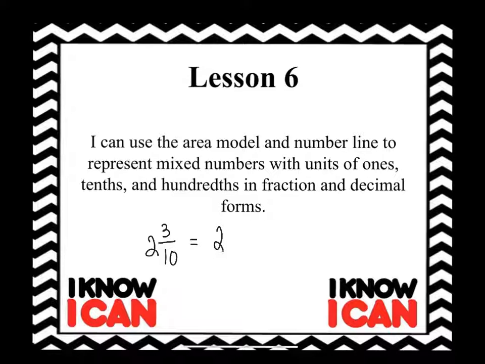Well, it has two wholes, then the decimal. The tenths place has a 3 in it. So 2 and 3/10 is equivalent to 2 and 3/10 as a decimal.